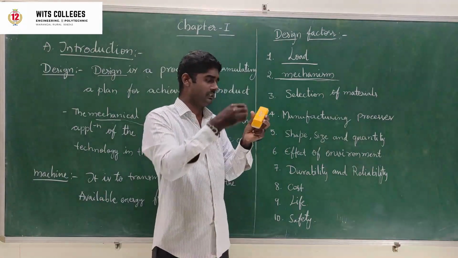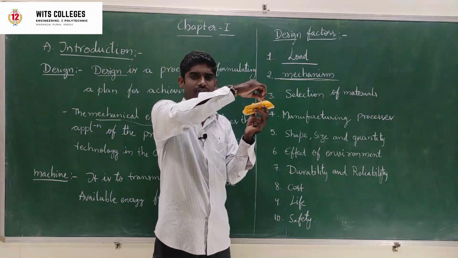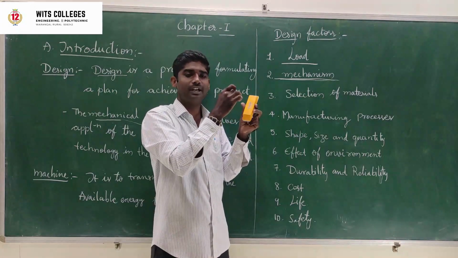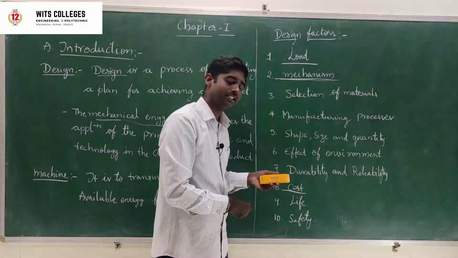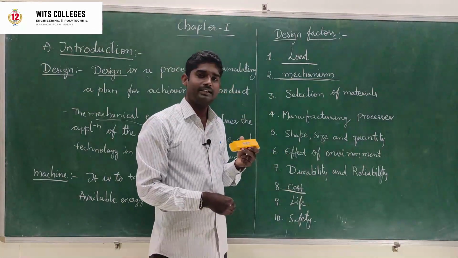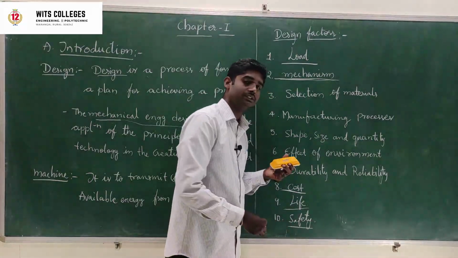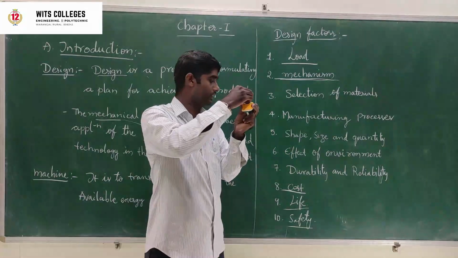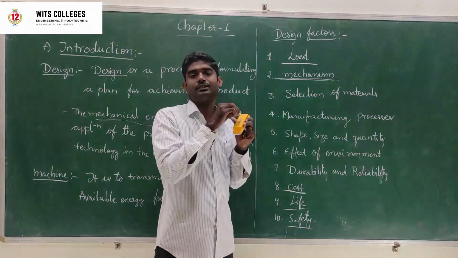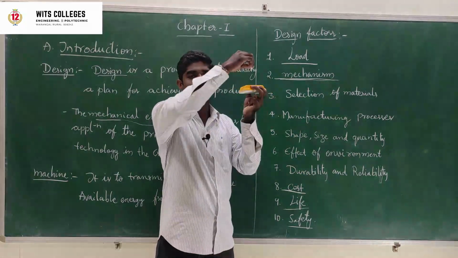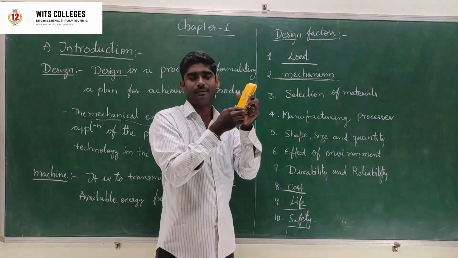If you want to manufacture any product, for example this duster, it is made of wood. Why are we using wood? Wood cost is less. This is also one of the factors. Life also, and safety, that's why we are taking wood. Next, durability and reliability: durability is high, reliability is high, that's why we take wood. Next, effect of environment. There is no effect of environment on wood.